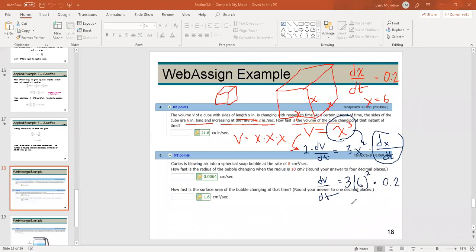So now I could just multiply these numbers out. This is going to be 3 times 36 times 0.2. And when you multiply these out on your calculator, you'll get the answer 21.6 cubic inches per second. So what that's telling me is every second, the volume of this cube is getting bigger and bigger. And at this point in time, the volume is increasing 21.6 cubic inches every second.